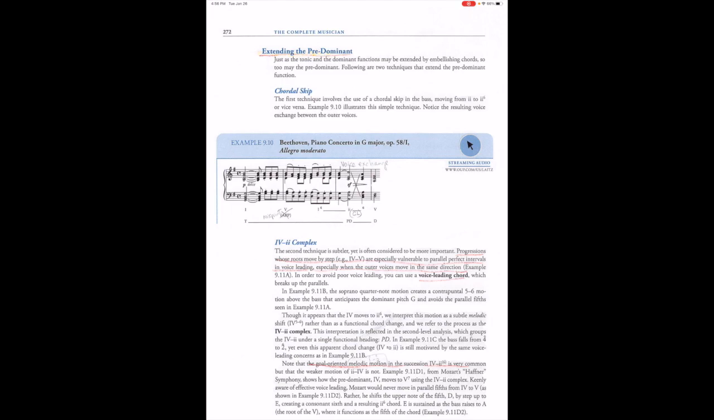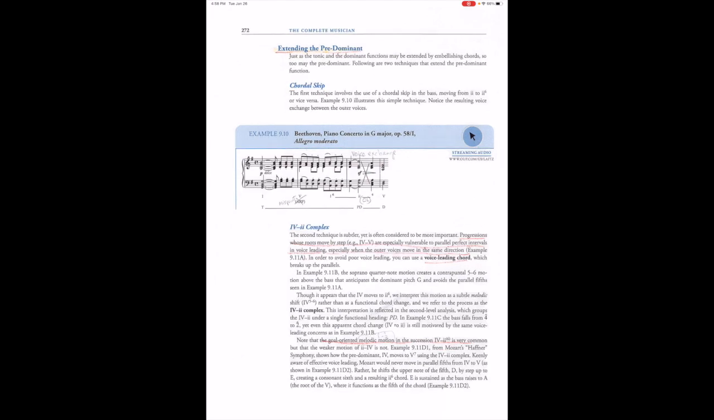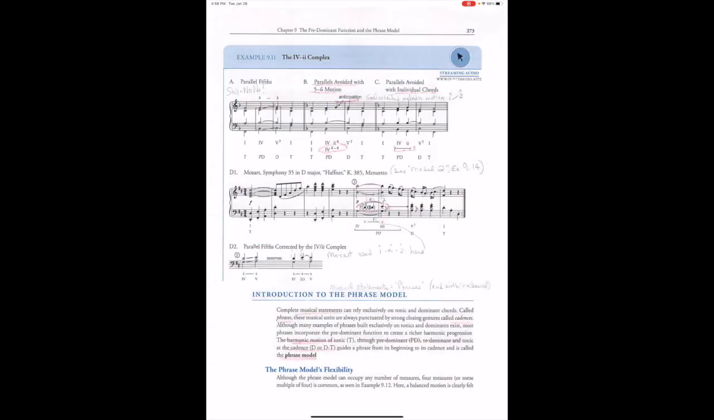So in order to avoid that, you can use what we call a voice leading chord, and it breaks up the parallels, and it's quite clever. So let's examine example 9.11 A and B here. We're going to show you how to make what we call a 2 and a 4 complex. It's 2 different chords that are united into one harmonic area with some voice leading numbers going on. So let's look at letter A.